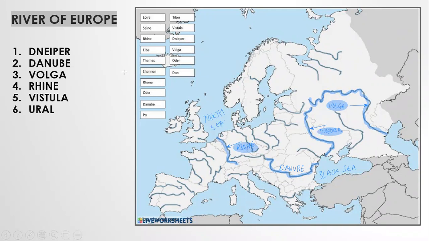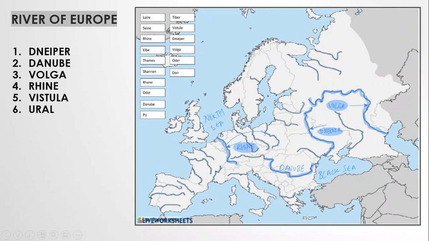Then we have to mark the next river, that is Vishla. Vishla is the river that falls into Baltic Sea. From North Sea, from Rhine River, going from the left hand side to the right hand side, the fourth river is actually Vishla, and it falls into Baltic Sea.